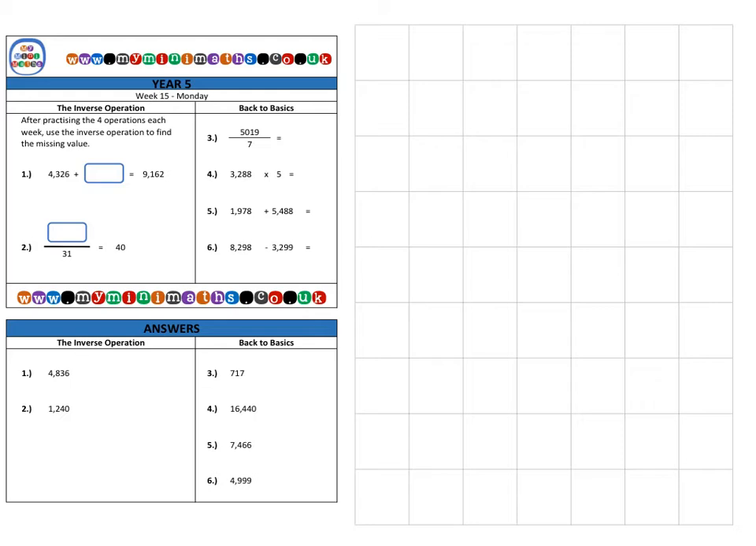And today we're going to be looking at using the inverse operation. So before we start, all we need to realise and remember is inverse just means opposite, so the opposite operation. And if we look at those, we know if we take addition, the opposite of addition is subtraction, and the opposite of subtraction is addition, so they are very much related to each other.